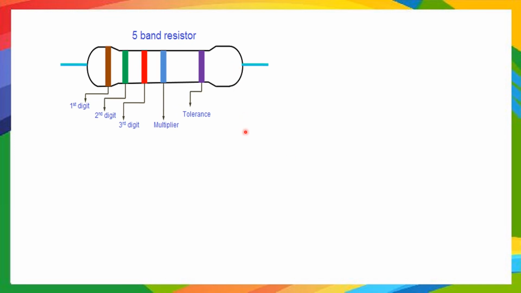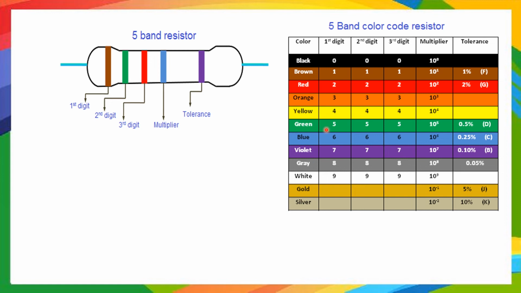So let us decode this, how much you will get. And here is the color code table for the 5-band color code resistor. So let us decode this color band. The first color is brown. Brown as the first digit means 1. Next, the second color band is green. Here green as the second digit means 5. Next, the third digit is red. Third digit red means here it is 2.